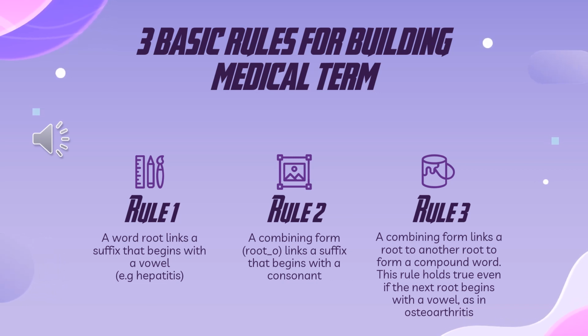Three basic rules for building medical terms. Rule number 1 is that the word root links to a suffix that begins with a vowel. Rule number 2 is that the combining form links to a suffix that begins with a consonant. Rule number 3 is that the combining form links a root to another root to form a compound word. This rule holds true even if the next root begins with a vowel, as in osteoarthritis.